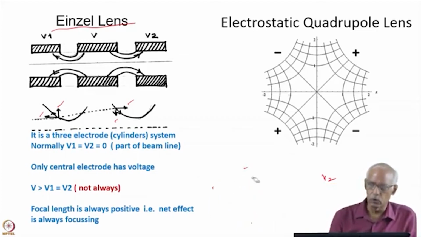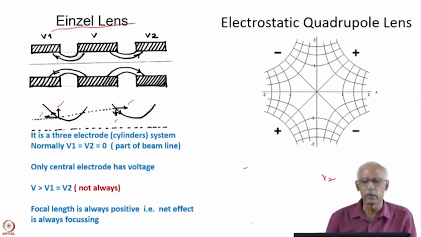Now coming back, this is very simple, but the only problem is this voltage V. Even if V1 is equal to V2 is equal to 0, meaning they are grounded, you have to apply a voltage on the central electrode, which is V, and that voltage has to be pretty high if you want to go to higher energies. Therefore these lenses are mainly used for lower energies, but they are very accurate, very simple, very cost effective, and are in general used for low energy accelerators and very effectively focus the beam.